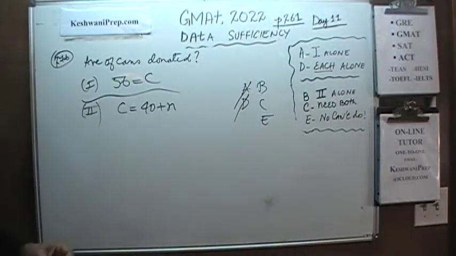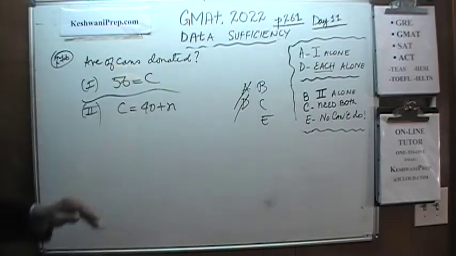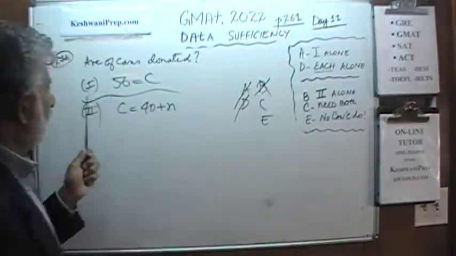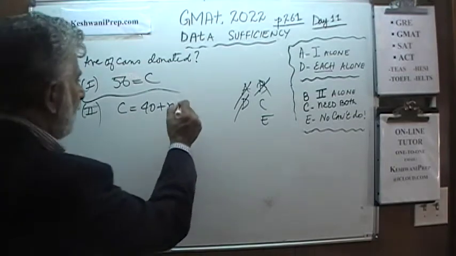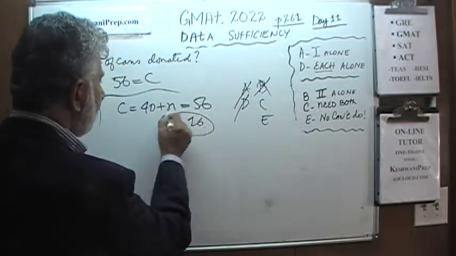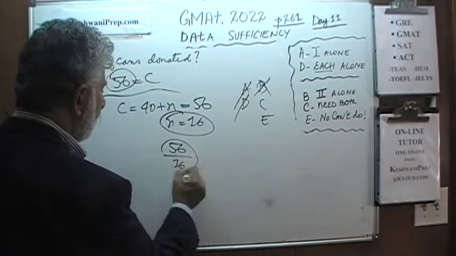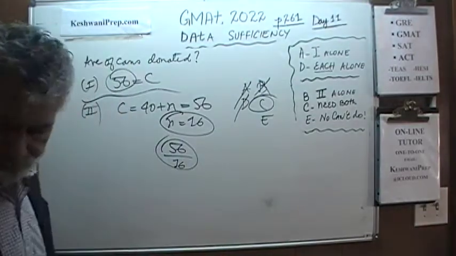But again, this information by itself does not tell us the average. There is no way to figure out the average because we know this information. We only have one equation and two unknowns. The answer is not B. But when we put them together, of course, it's very straightforward. If this amount is 56, N must be 16. If N is 16, this is 56. The number of cans donated was 56 over 16. No big deal. The answer is C.